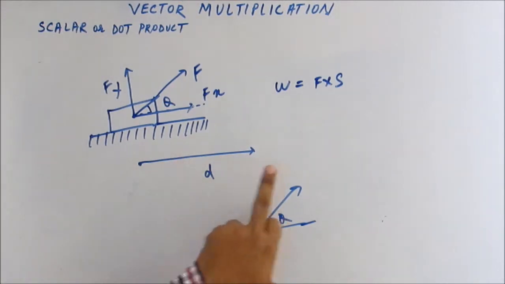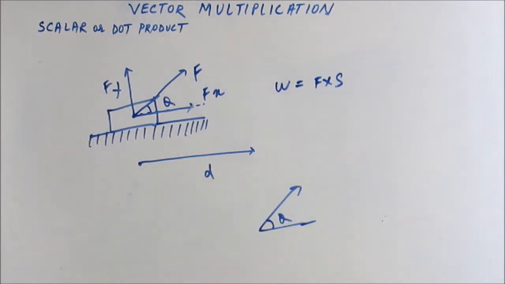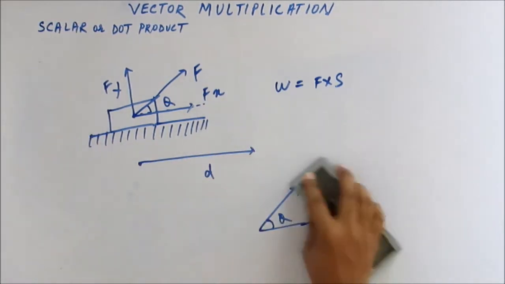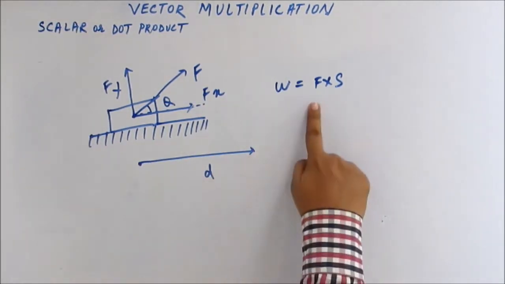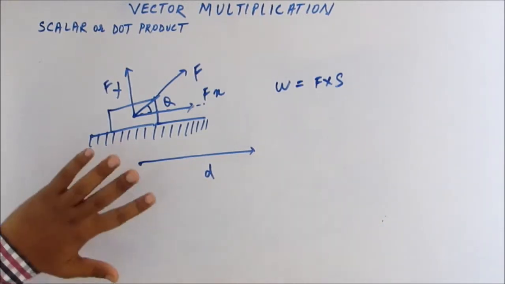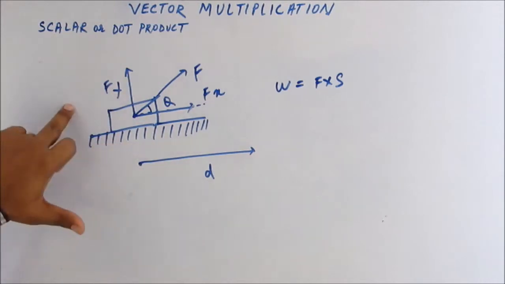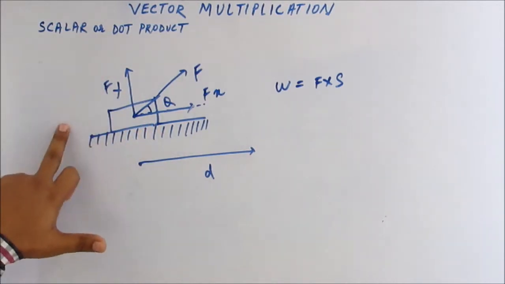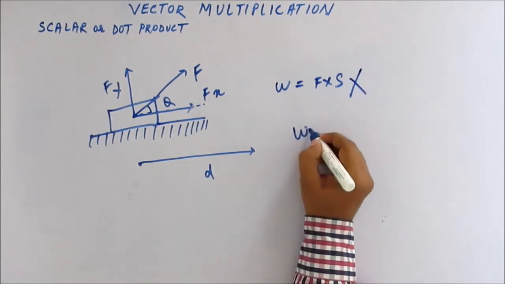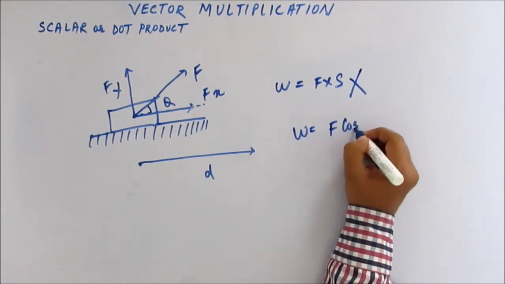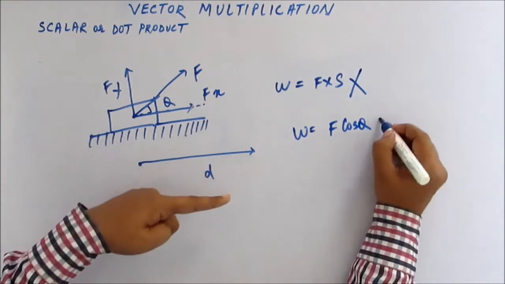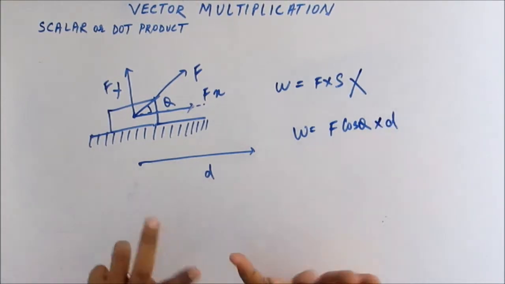So if any displacement has been caused along the horizontal, then F_y is not responsible for it. It is only F_x. So the definition that you studied in class 9 was applicable only if the displacement and force are in the same direction. But if the force is obliquely applied, like in this case, then work is not simply force into displacement. Work is going to be F cos theta, the component of the force which is in the direction of displacement, into displacement. That's how we define work.